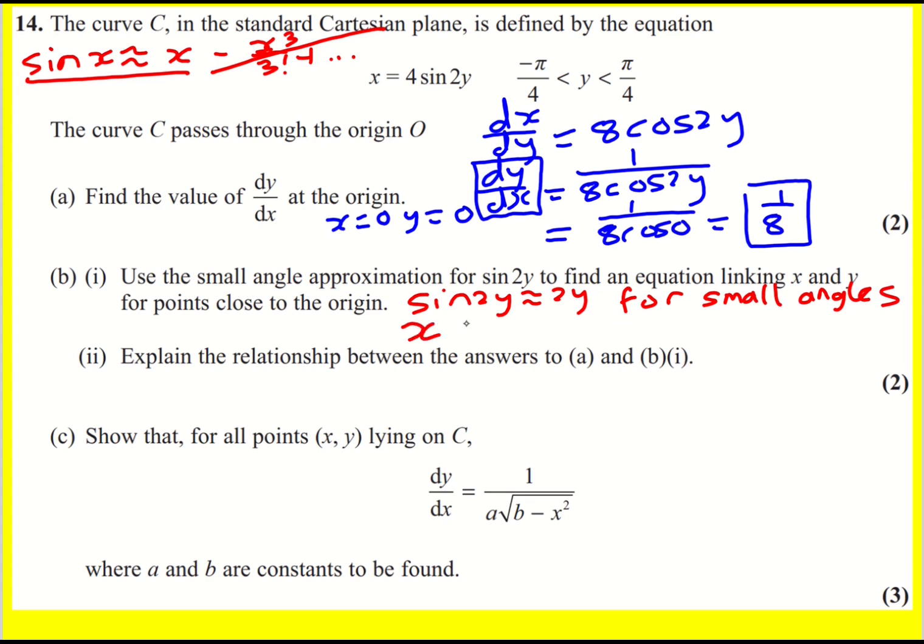So x is therefore going to be approximately equal to 4 times 2y, which is 8y, and y is therefore going to be approximately equal to 1 over 8x.